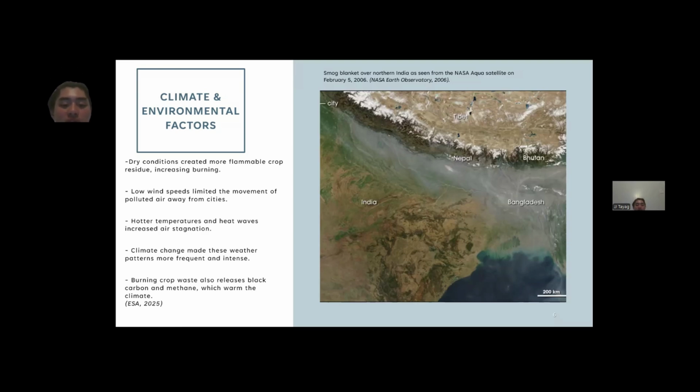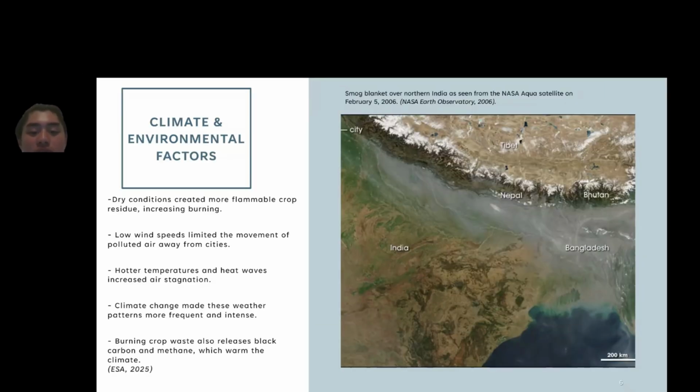Climate and environmental factors. Temperatures and heat waves created more stagnant air, which prevented pollution from dispersing. Dry conditions also left behind more flammable crop residue, leading to more burning. Low wind speeds also kept the polluted air from moving away from cities. Climate change makes these conditions more likely because it increases heat, dryness, and unpredictable weather patterns. Crop burning itself also adds to climate change by releasing black carbon and methane, two pollutants known for trapping heat.